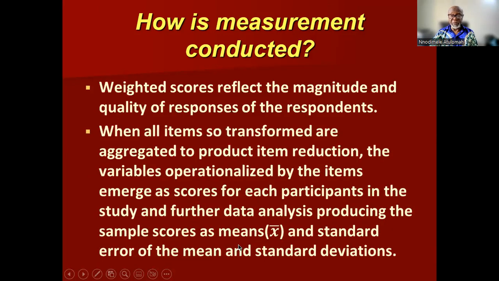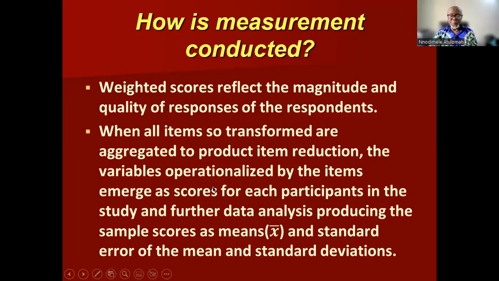All right, so weighted scores reflect the magnitude and quality of responses of the respondent. Each respondent is scored. We're not scoring the questions, the items, but we are scoring the individuals that are taking part in the study. Some researchers make the error of scoring the items in the questionnaire. That is absolutely wrong. We are scoring the respondents for their responses. We're measuring respondents. We're not measuring the items in the questionnaire.